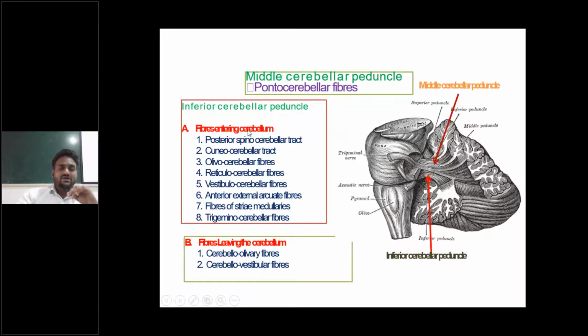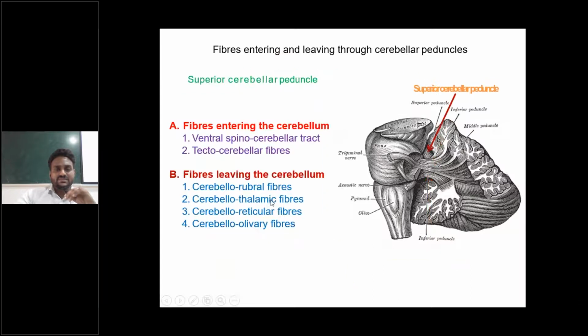You are going to learn all these fibers in detail in the brainstem. Don't worry, right now just remember. In the case of the inferior cerebellar peduncle, spinocerebellar and trigeminocerebellar are the important fibers. Okay, so that covers the fibers passing through the cerebellar peduncles.